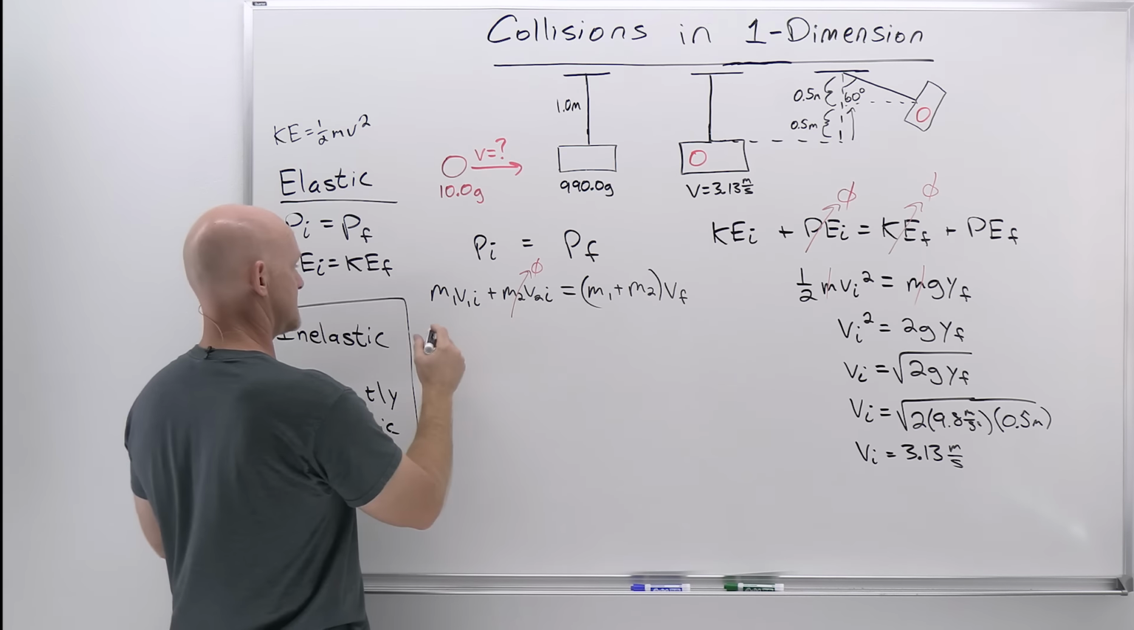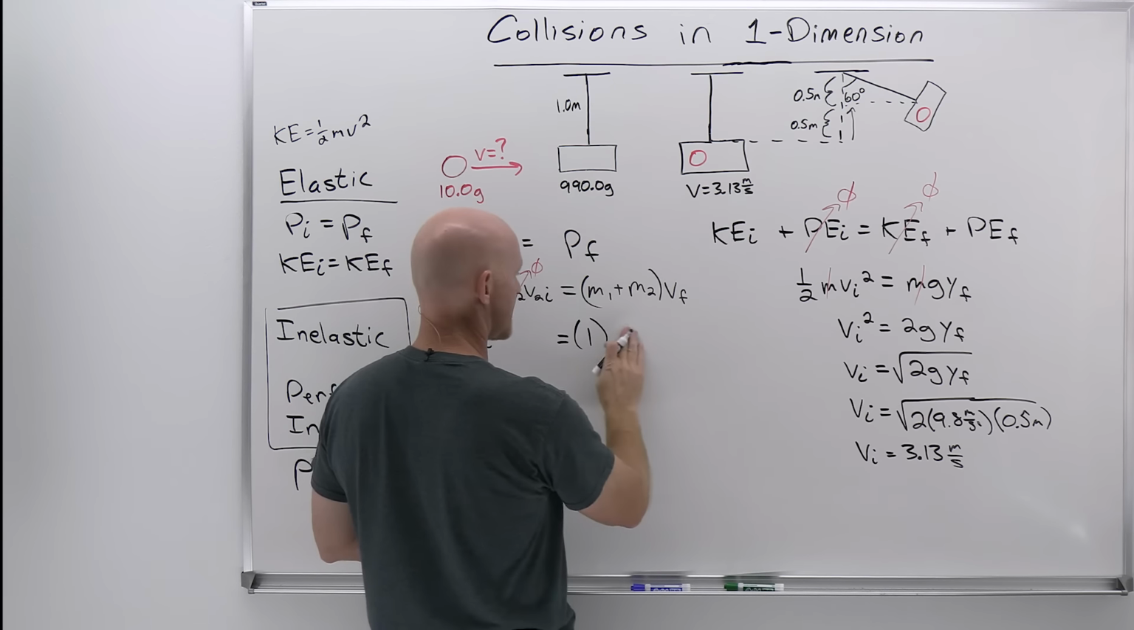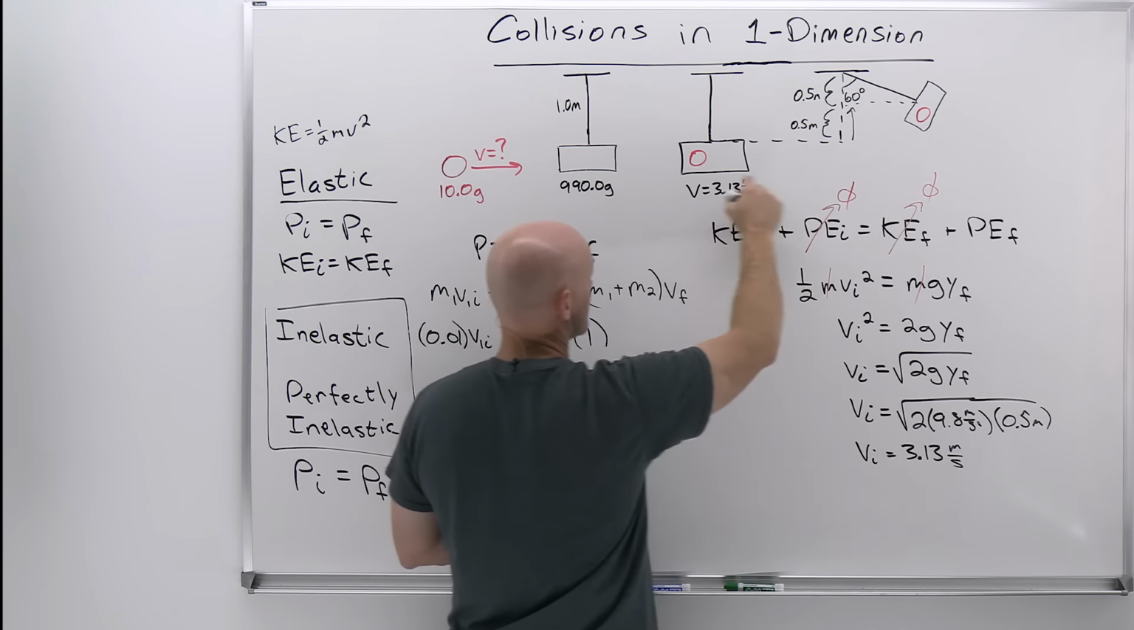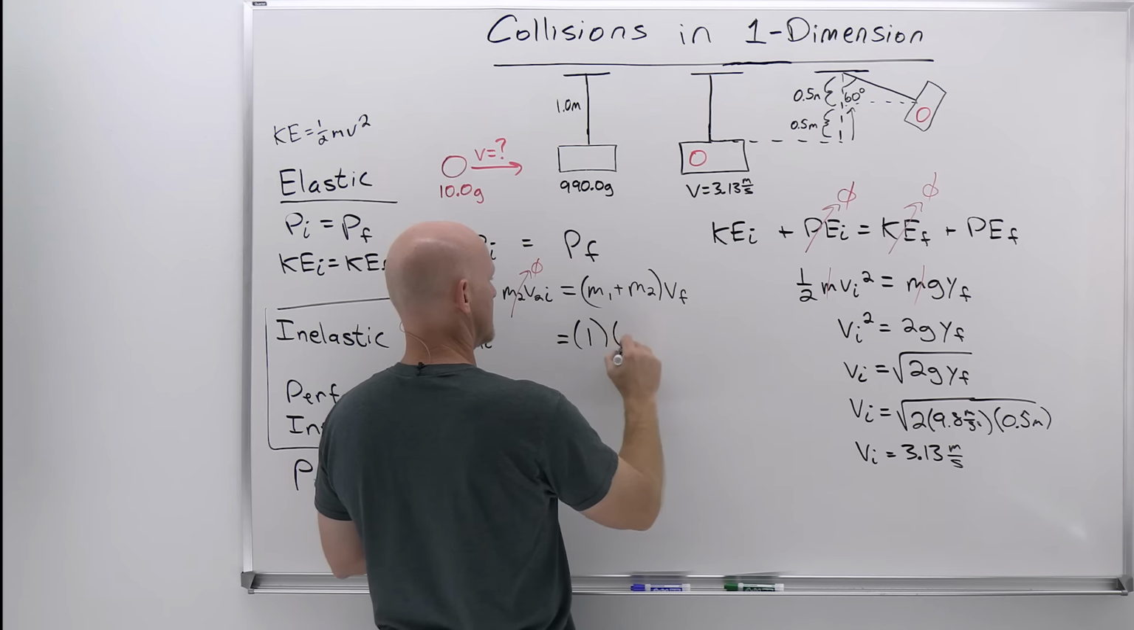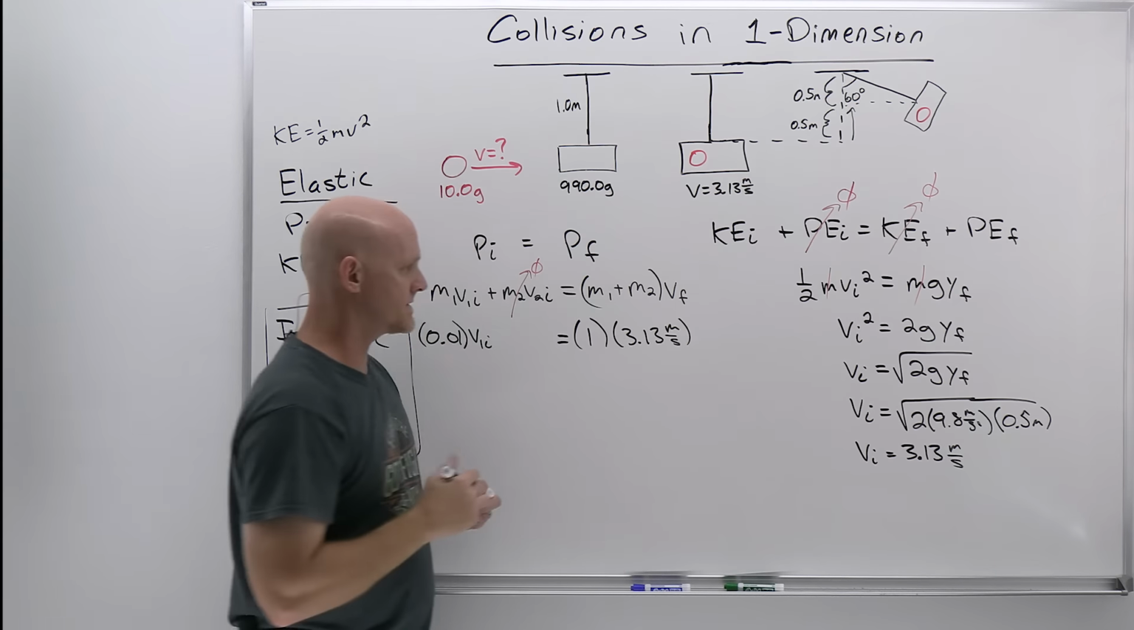So we've got 0.01 kilograms times an initial velocity that we don't know, we want to solve for. And that's going to equal, and again, 10 grams plus 990 grams is 1,000 grams or 1 kilogram. And again, I'm leaving off units so we don't get lost in the trees. Oh, and then times the final velocity, which was the initial velocity for the second half of the problem. So 3.13, I said I was leaving off units, but whatever.